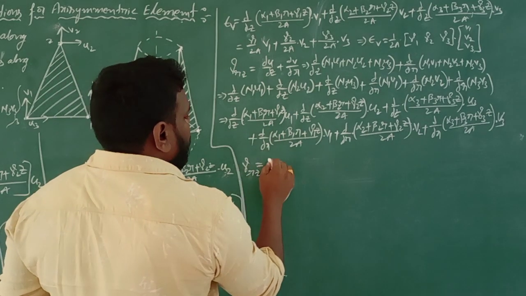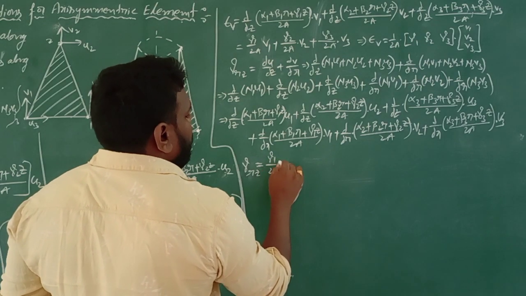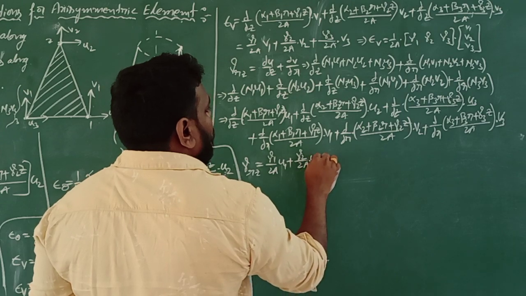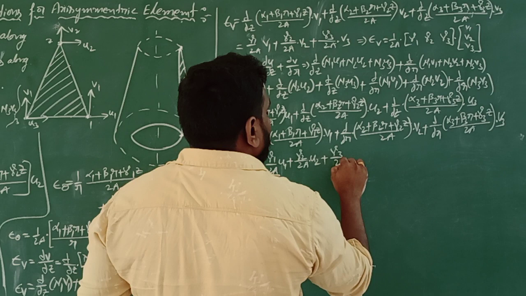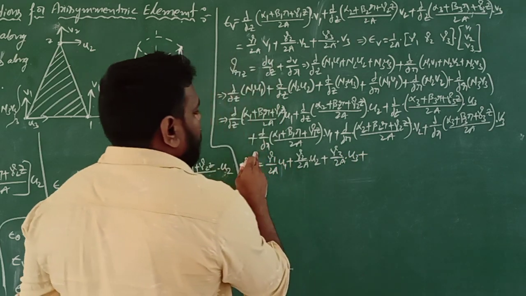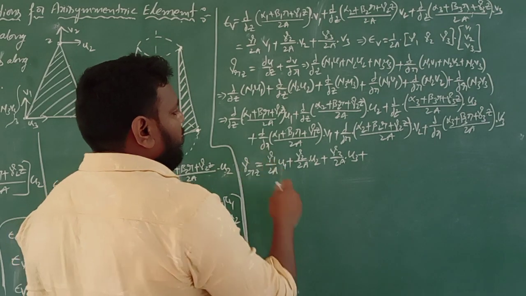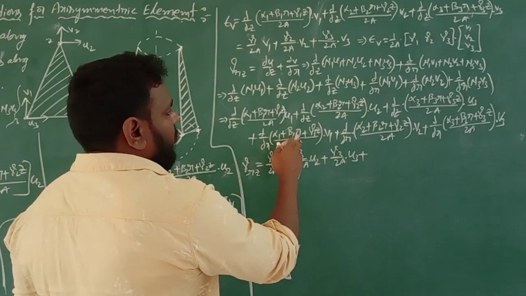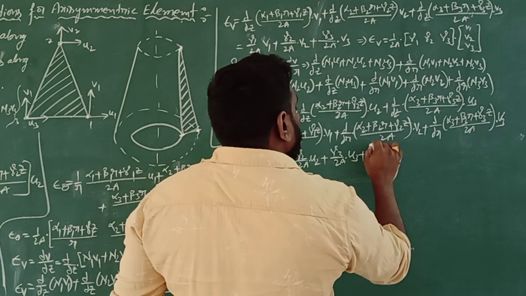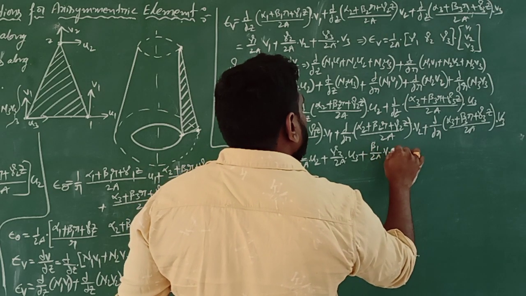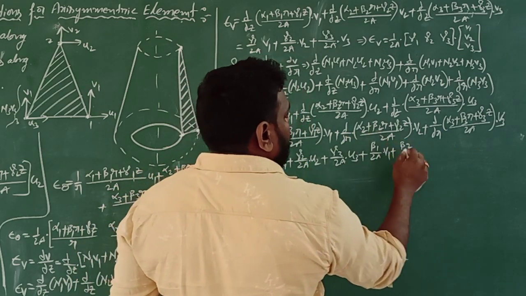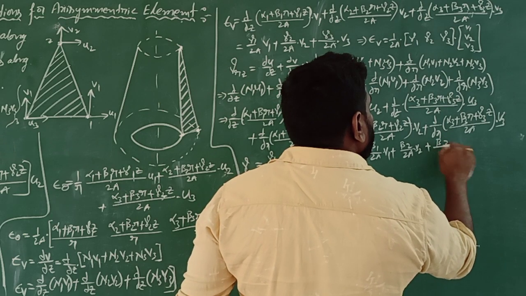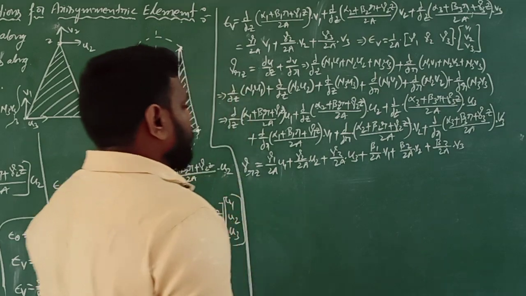So first one, gamma 1 by 2a, plus u1, plus the second one gamma 2 by 2a into u2, third gamma 3 by 2a into u3, plus third with respect to r, that is the fourth component, the v component, with respect to r: beta 1 by 2a into v1 plus beta 2 by 2a into v2 plus beta 3 by 2a into v3. So we got this lengthy equation.